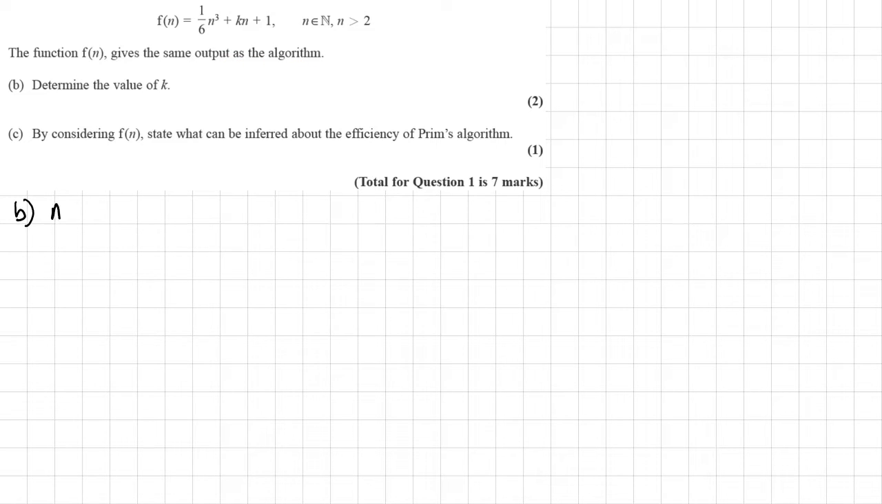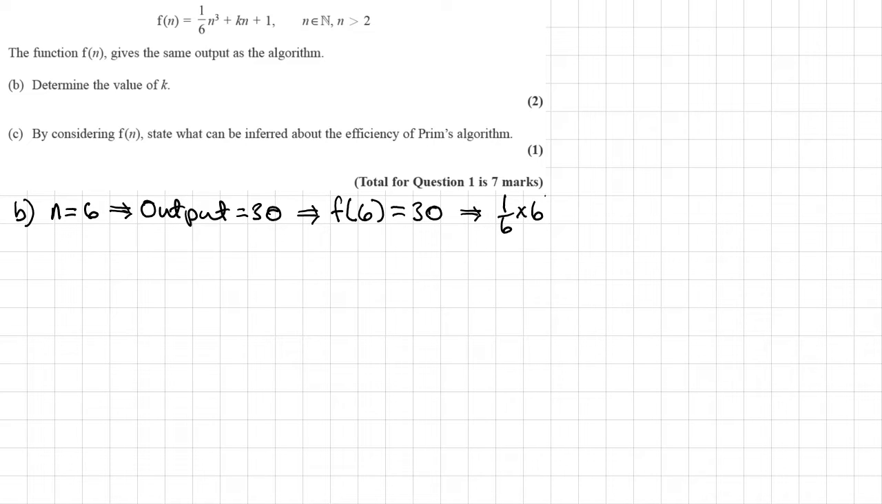Well, the algorithm, when n was 6, it gave us an output of 30. So what does that mean? Well, it means for this function that if I put 6 into the function, so make n equal 6, I should get an output of 30. So let's substitute in the 6. So f of 6 will be 1/6 times 6 cubed, replacing n with 6, plus k times 6, or 6k, plus 1 is equal to 30. So when n is 6, the output is 30.